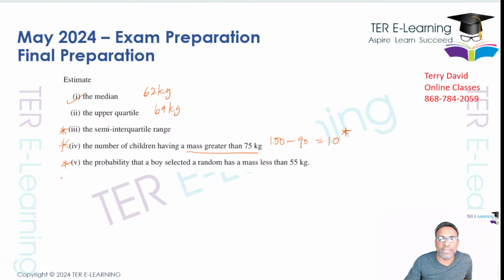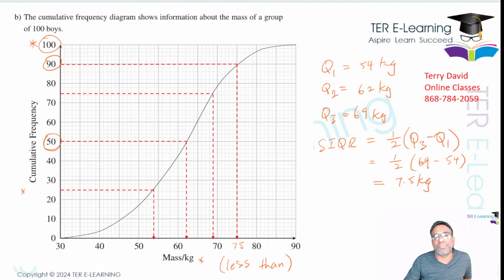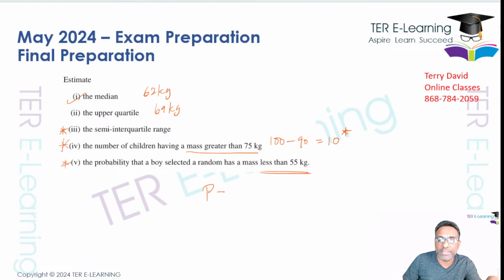And then the last part of the question, the probability of a boy selected at random has a mass less than 55. So again, you go to the graph. You need to locate where is 55. So for me, 55 is going to be here. Now this is an estimate here, so answers could vary slightly. It's looking like about 29 for me here. So that corresponds to a cumulative frequency of 29. So therefore, because they said less than, the probability is going to be 29 over the total number of children that we have, which is 100. So the probability of selecting a boy having a mass less than 55 is 29 over 100.